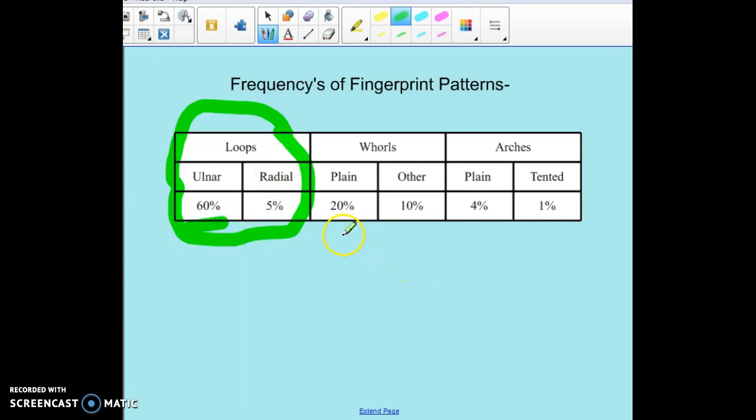Whorls are your next most common type of fingerprint. 30% of fingerprints are whorls. 20% of those are plain. 10% are central pockets, double loops, and accidentals.